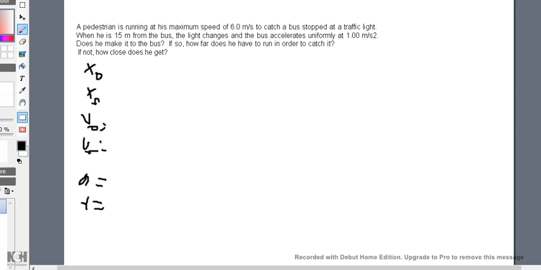You have a pedestrian running to catch a bus. Thought we did this one in class, but I'll do it again. You've got a pedestrian running to catch a bus, and the bus is accelerating at 1 meter per second squared. Does he make the bus? Watch how cool this is. He's 0, pedestrian. 0, final position. We know that's where they want to touch each other. His velocity is 6. He's moving with a constant speed, so his acceleration is 0. His time is, we don't know.